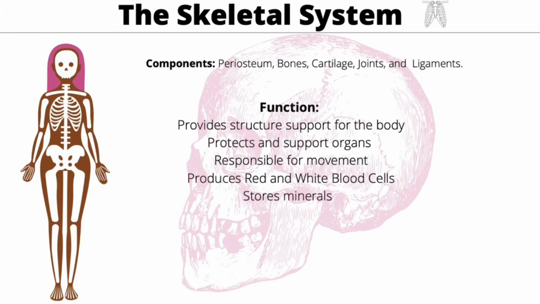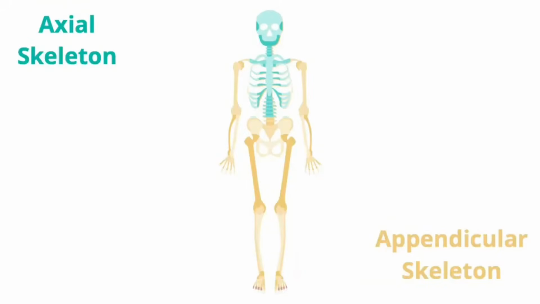It stores minerals. So highlighted in green, we have our axial skeleton, and then our appendicular skeleton highlighted in yellow or beige. So the head and the trunk consist of the axial skeleton, and the rest of the body, the limbs mostly, is the appendicular skeleton.